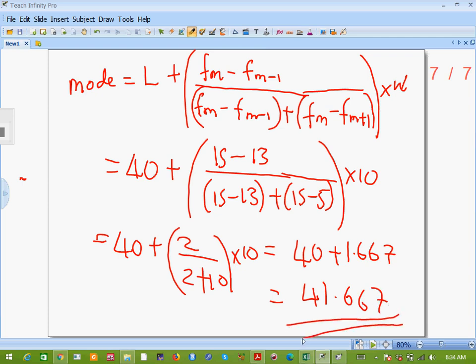So you actually know from the modal class that your mode should be between 40 and 50. So that is the class that contains the modal class. Okay, so we move on.